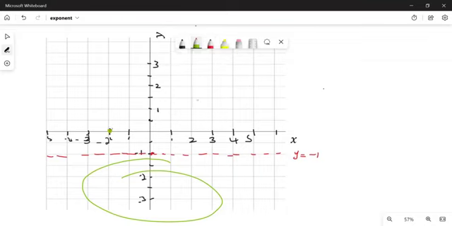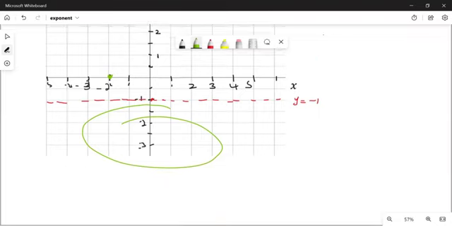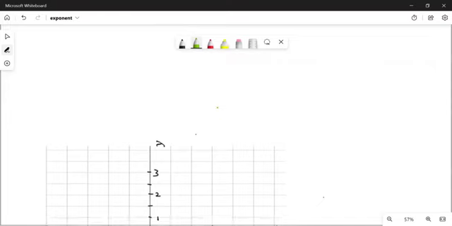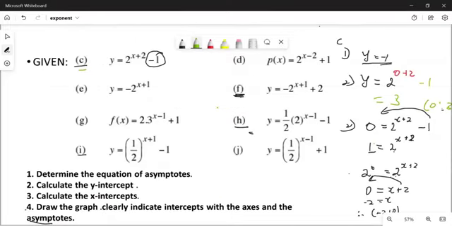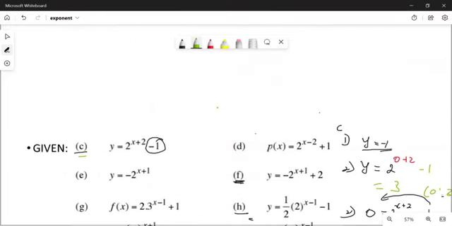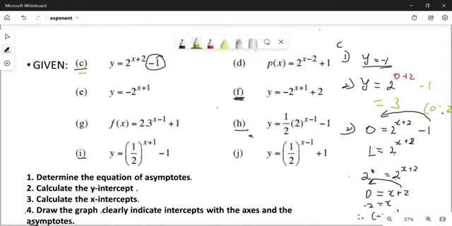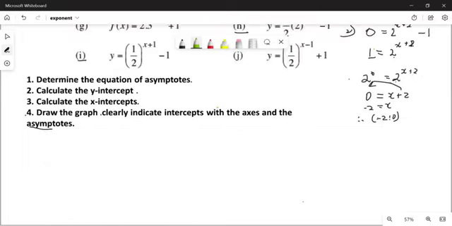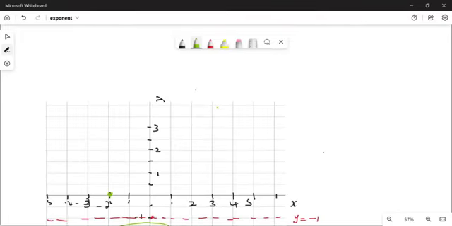And then we have our y. What did you get as y? 3. We got y as 3. And then our asymptote is -1. So we'll come and say here we have another intercept here at 3. And then after this, we're going to draw our graph.